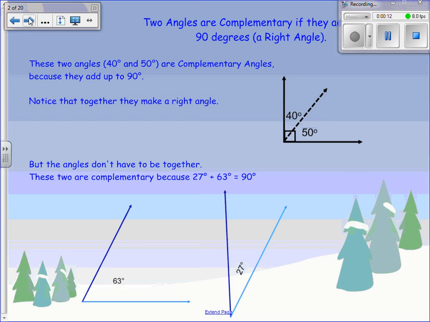Today we'll be learning about complementary, supplementary, and vertical angles. For starters, complementary angles. They are two angles that add up to 90 degrees. In this case here, they form a right angle. However, they do not need to be next to one another. They could be nearby and still add up to 90 degrees and therefore have a complementary relationship.